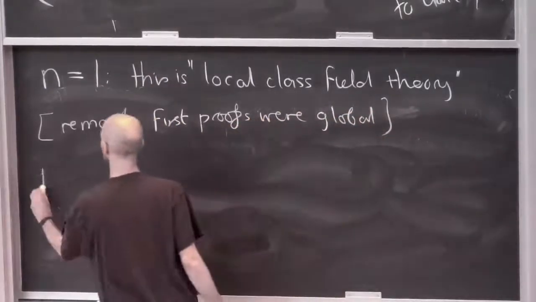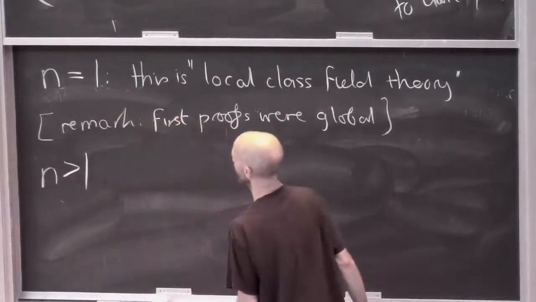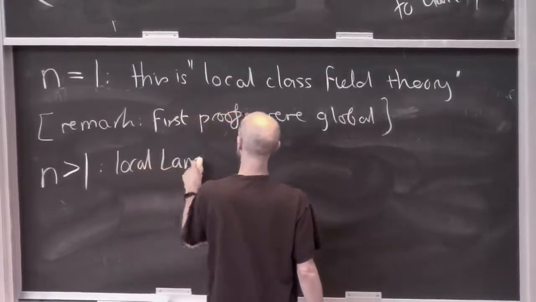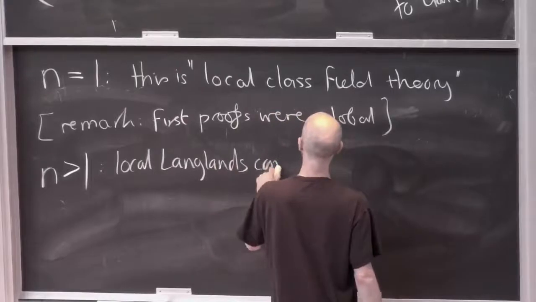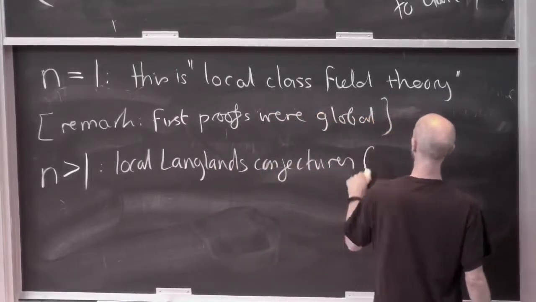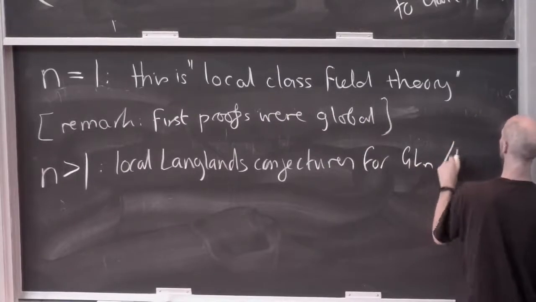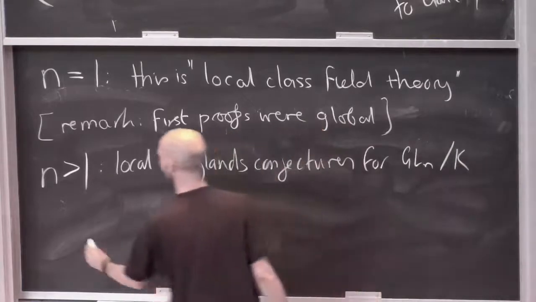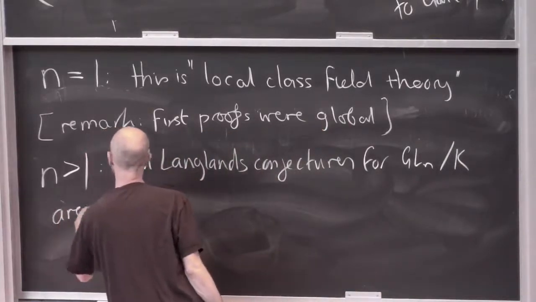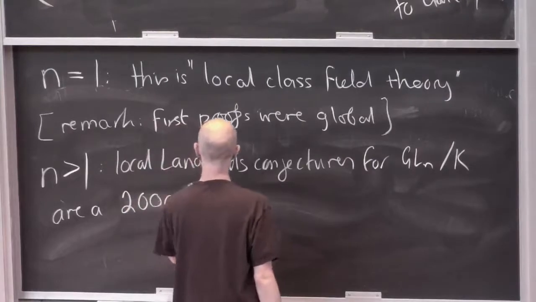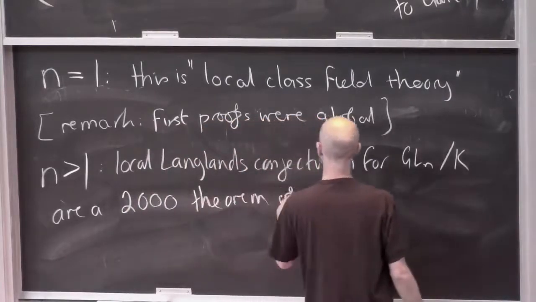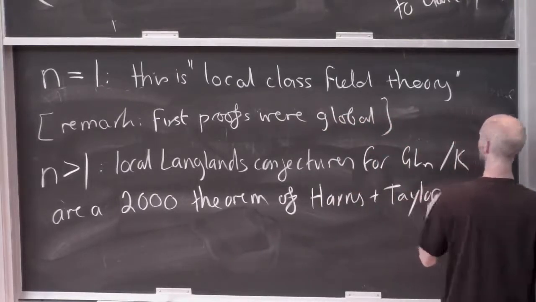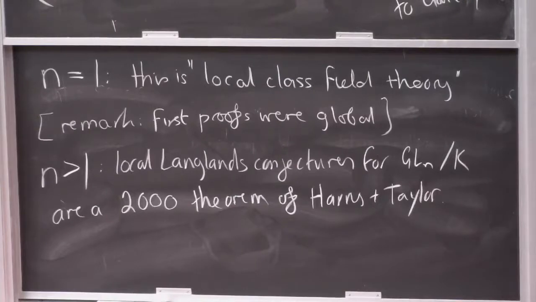So then bigger than 1. The local Langlands conjectures for GLN over K, so K a finite extension of the p-adic numbers. The local Langlands conjecture for GLN of K is a theorem, a 2000 theorem of Harris and Taylor, proved in Berkeley, I guess, or at least written up in Berkeley.